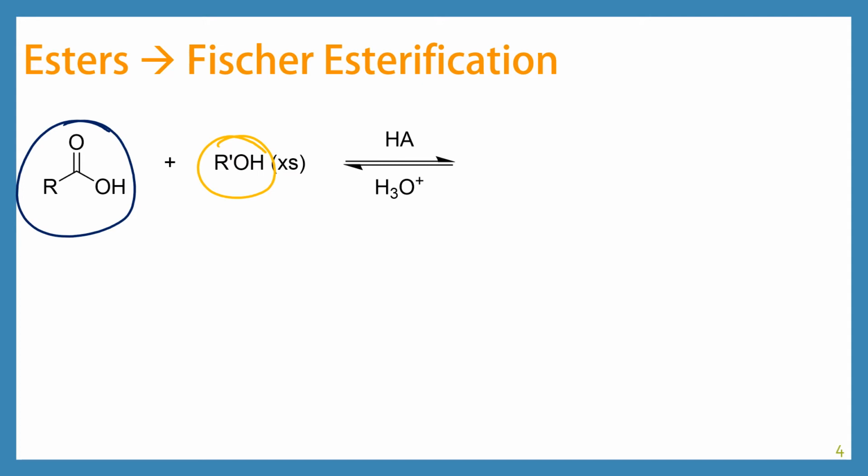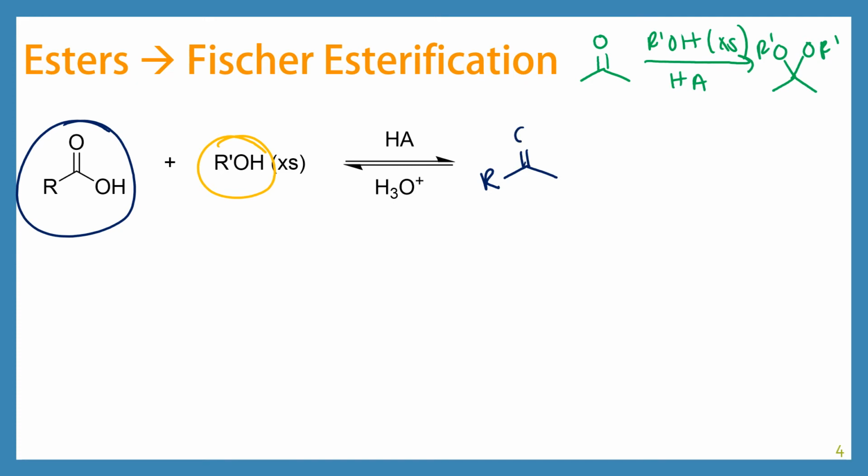These conditions should remind you so much of something from the last chapter. Do you recognize it? What do we get if we react a ketone in the same conditions? An excess of alcohol in the presence of a strong acid. The answer here would be an acetal. But if you're doing this reaction with a carboxylic acid, you don't end up with an acetal. You end up with an ester. And this is again because of that whole leaving group concept.